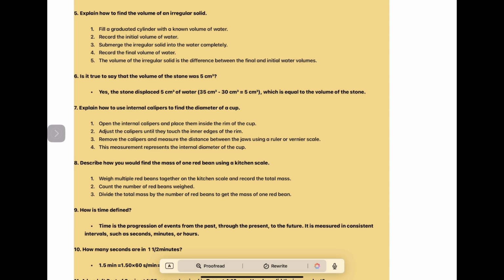7. Explain how to use internal calipers to find the diameter of a cup. 1. Open the internal calipers and place them inside the rim of the cup. 2. Adjust the calipers until they touch the inner edges of the rim. 3. Remove the calipers and measure the distance between the jaws using a ruler or vernier scale. 4. This measurement represents the internal diameter of the cup.